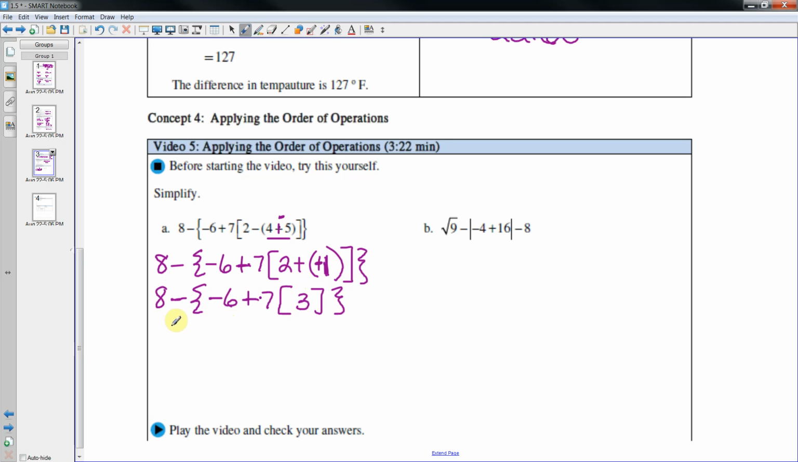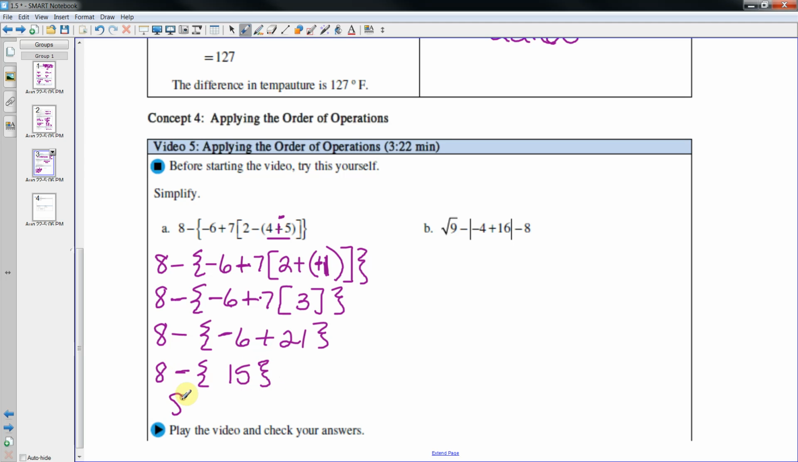So now I can keep going, and I'm going to work in the brace. 8 minus, I've got a multiplication, 7 times 3. Need to do that first. So negative 6 plus 21. Now I've got inside the brace, I need to do negative 6 plus 21. Opposite signs, keep the sign of the larger. 21 minus 6 is 15. 21 is bigger, so I keep it.